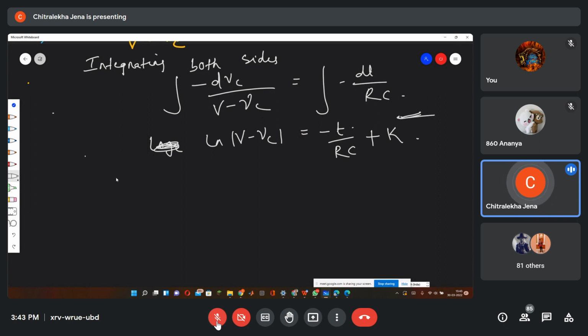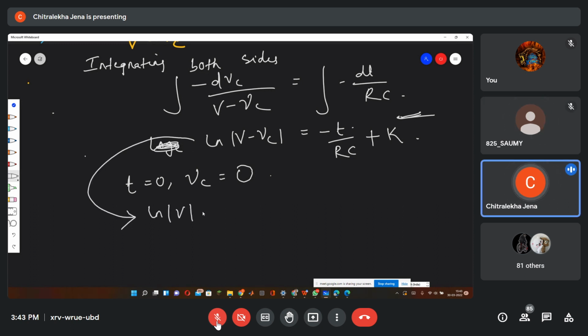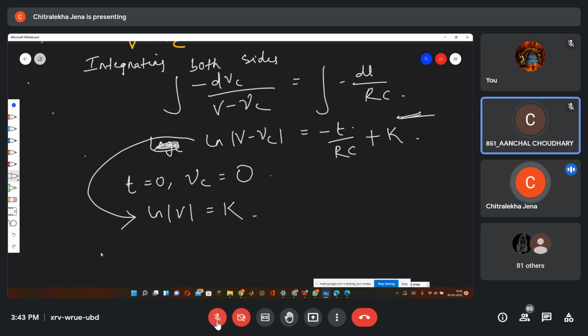From the initial condition, when T is equal to 0, what is the value of VC? VC was equal to 0, yes or no? Yes. Now substitute here. ln V will be equal to how much? K. Yes or no? Yes, ma'am. K is equal to ln V.